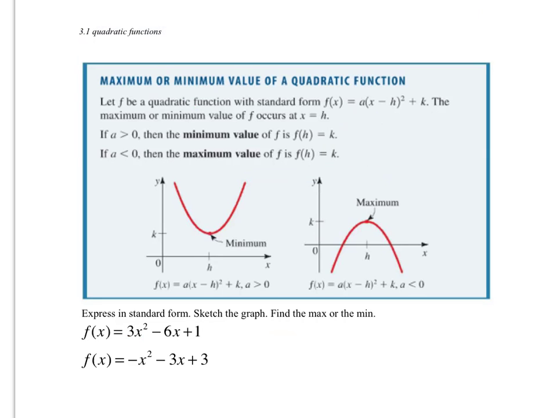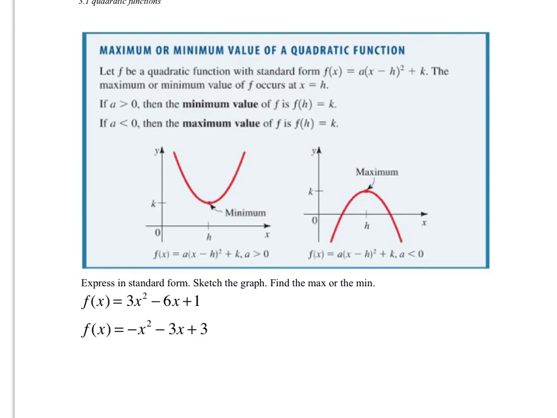So again, when you have the parabola written in this standard form, it's easy to find what the maximum or minimum value is. The minimum value is k if a is greater than 0, because then you have a parabola that opens upward. And the maximum value is k if a is less than 0, because then you have a parabola that opens downward.